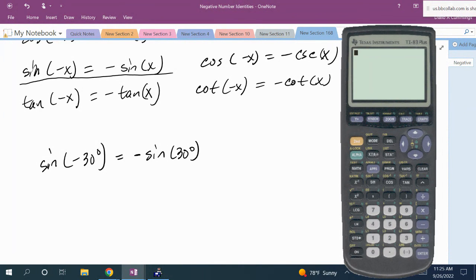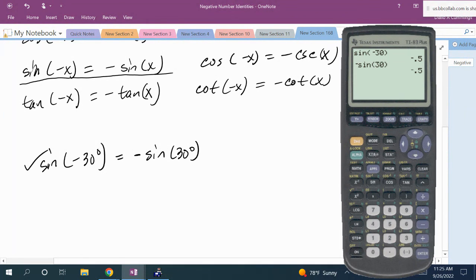So let's take a look at that on the calculator. All right, so I'm going to just make sure that I am in degree mode. So if I were to put in the sine of negative 30, right, I get negative 0.5. That's the same thing as negative times the sine of positive 30 degrees, right? You can see that they're one and the same.